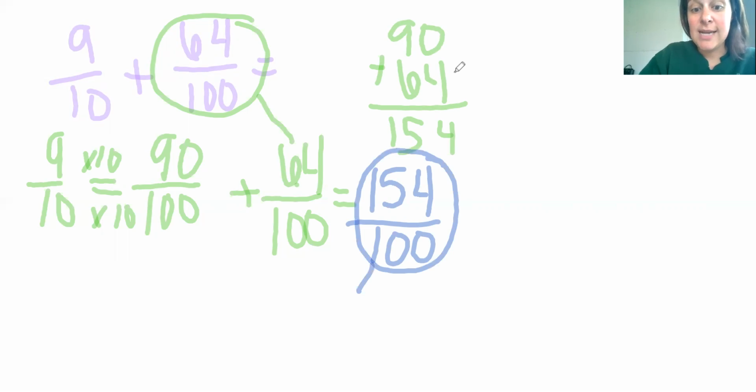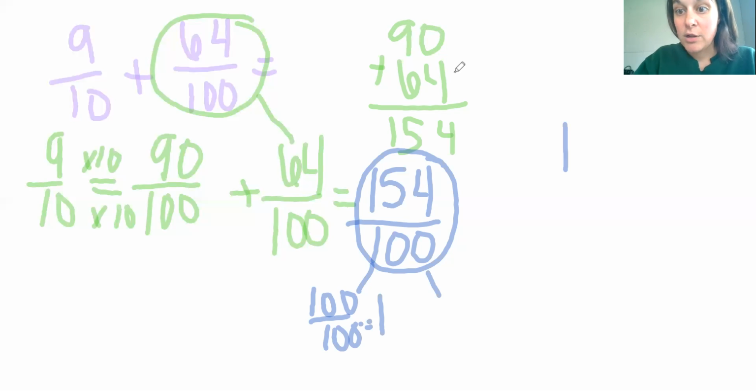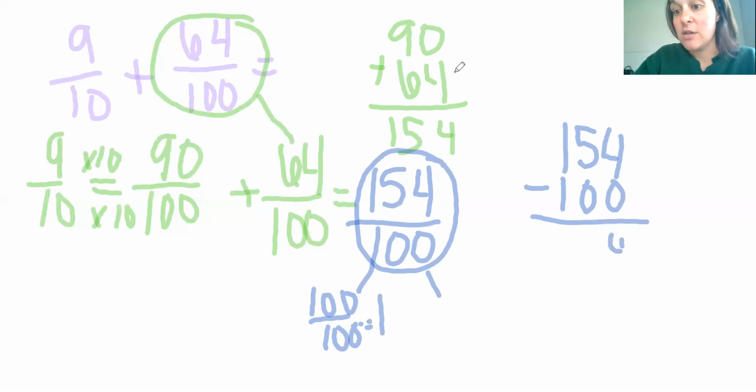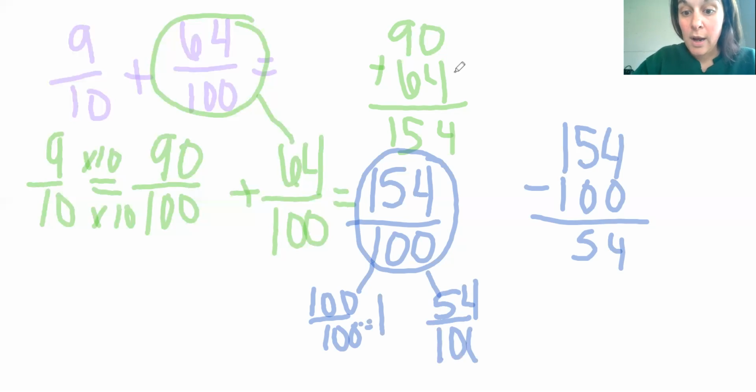Improper, so I need to bring it down, okay? If I'm working in hundredths, I know one whole is 100 over 100, which equals one whole. And then if I have 154, and I've already used 100 of them, how many is left? 54. So my other bond is what? 54 over 100. Okay, so if I were to express, what does that equal? It equals one whole and 54 hundredths.